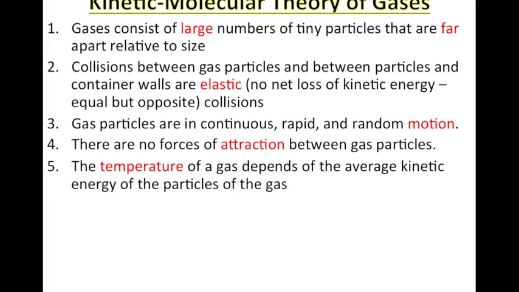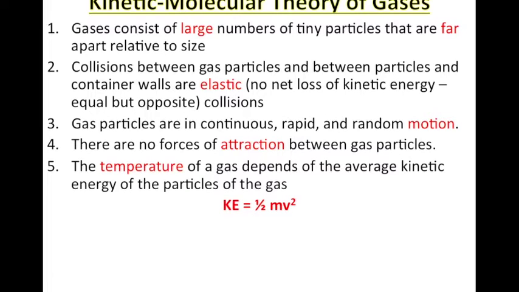The fifth part says the temperature of a gas depends on the average kinetic energy of the particles of the gas. So temperature directly relates to energy. We talked about that in the last unit. And the specific type of energy that we were talking about is kinetic energy. I like to think of kinetic energy as moving energy, the energy of its movement. So when you think kinetic energy, think the energy of how it's moving, fast, slow, and things like that. So if the temperature is high, the kinetic energy is going to be high. If the temperature is low, the kinetic energy is going to be low. So the higher the temperature, the quicker the particles are moving.